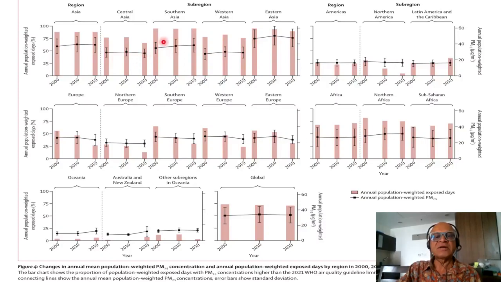Central Asia is lower than overall Asia and may have taken a little dip by 2019. Southern Asia is bad, which includes India, Pakistan, Bangladesh, Nepal, and so on, and it has increased over this period in terms of the mean as well as the standard deviations. Western Asia is lower than even Central Asia, and Eastern Asia, which includes China, is obviously the highest in this region. You can similarly look at Americas with Northern and Latin America and the Caribbean. They are much lower compared to Asia.